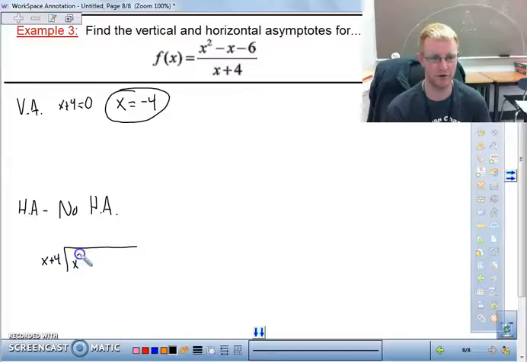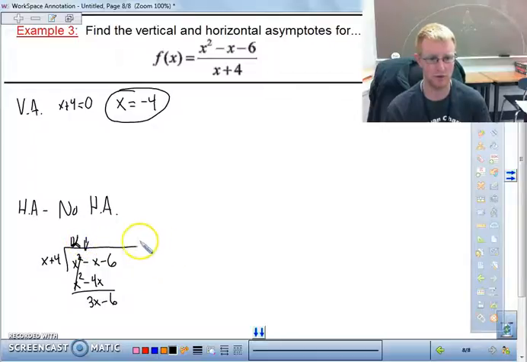And I'm going to do this very quickly. So we long divide and we go x goes into x squared, x times. Okay, so x times x is x squared. 4 times x is 4x. Bring these down. Negative x minus a negative 4x is going to be 3x minus 6. x goes into 3x 3 times. So we have x plus 3 on the top there.